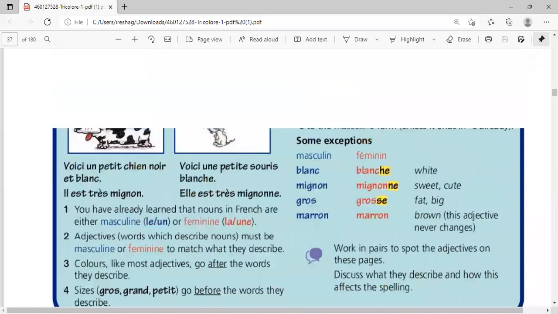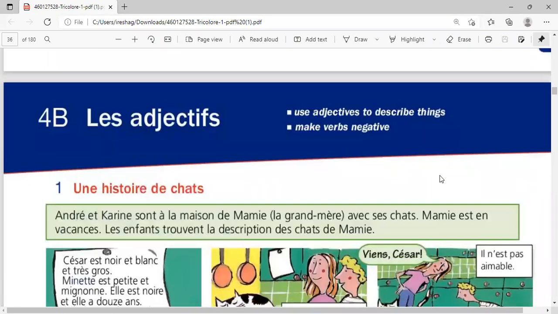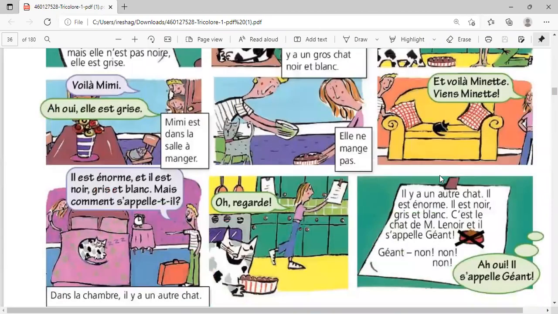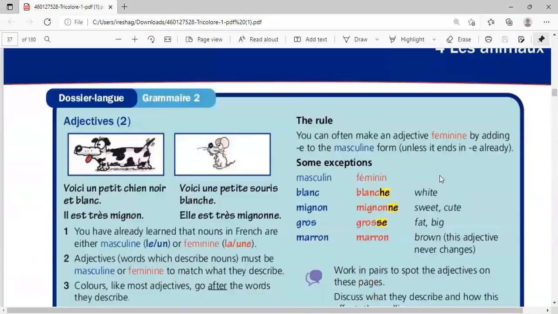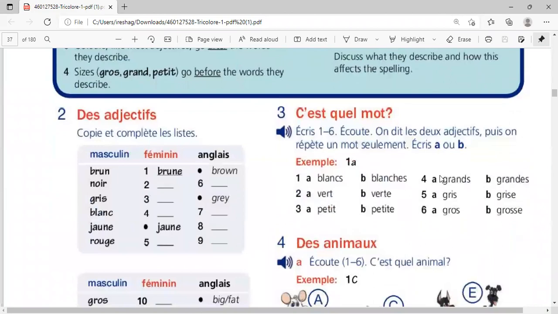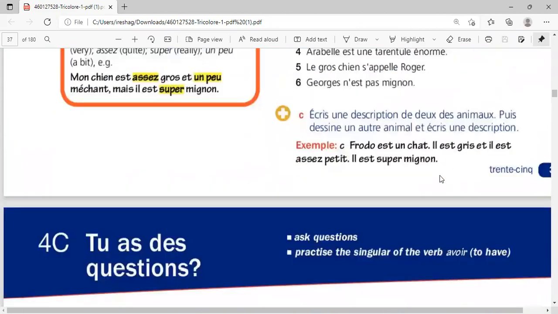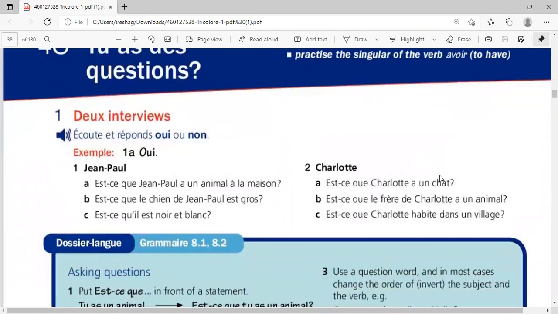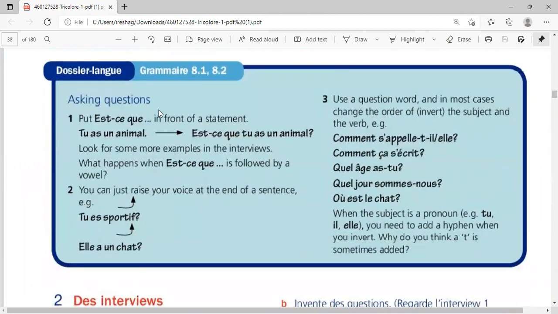Go to your book Tricolor. So I think we started doing animals, right? We did these cats and all. Les animaux we did. Yes, miss. Colors also we did with the feminine and all. This part also we did. And I think we are supposed to do this one.